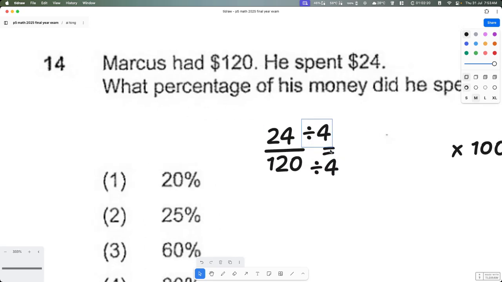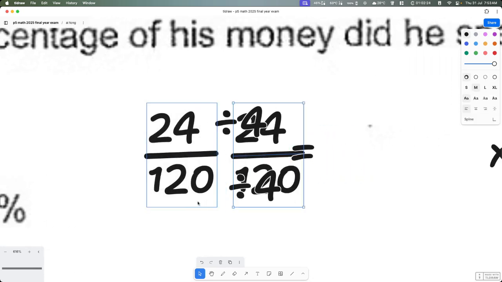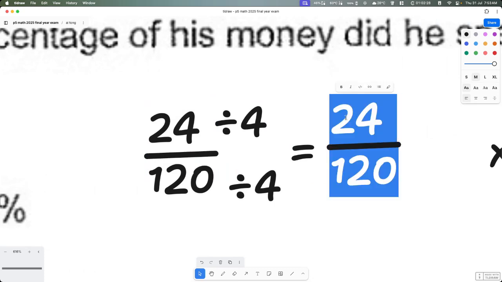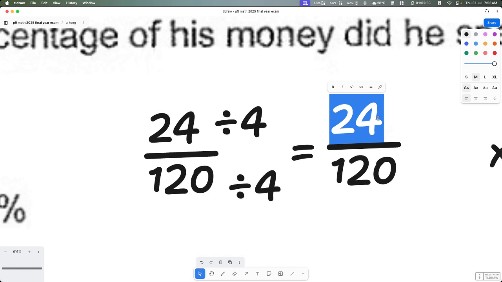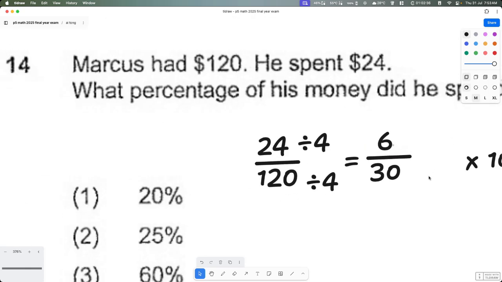I want my brackets. Yes, my brackets. And what would this give us? 24 divided by 4 is 6. 120 divided by 4 is 30. So let me center this. 6 out of 30.